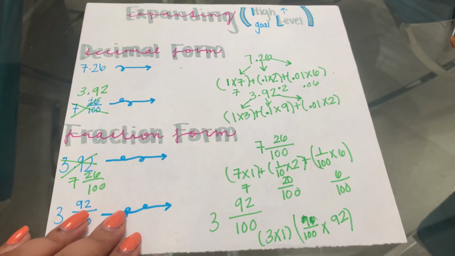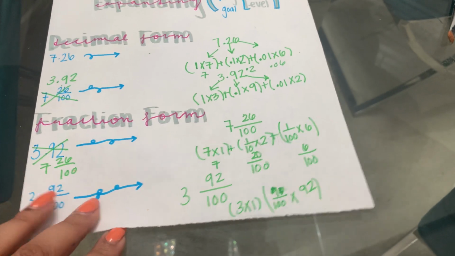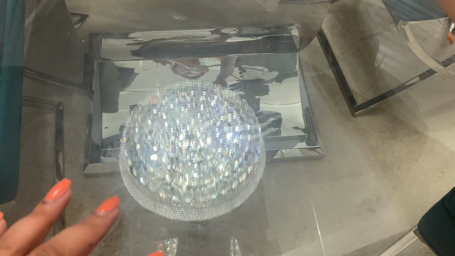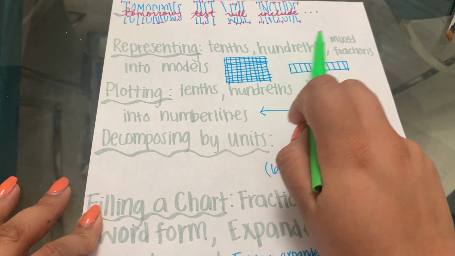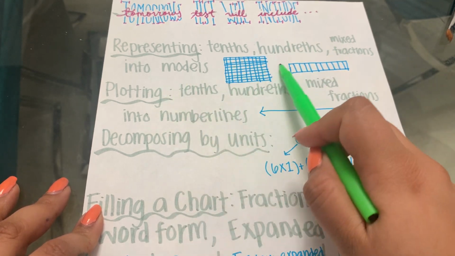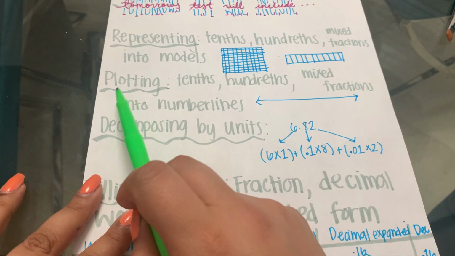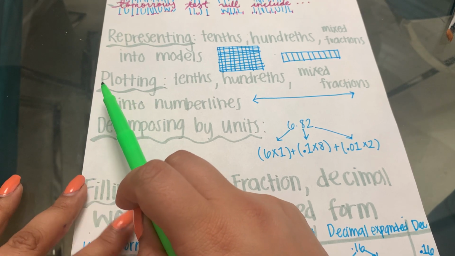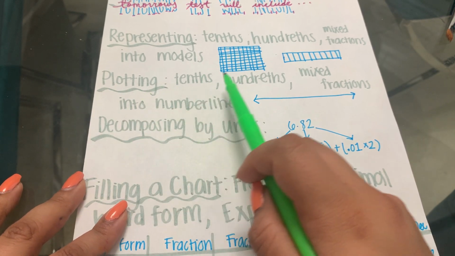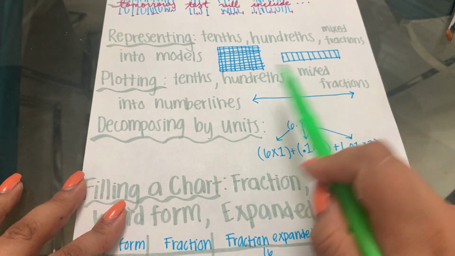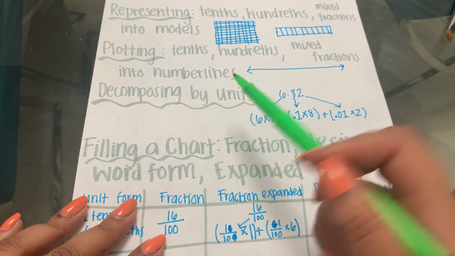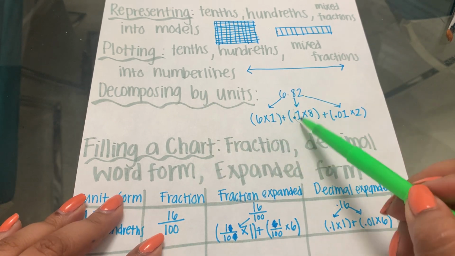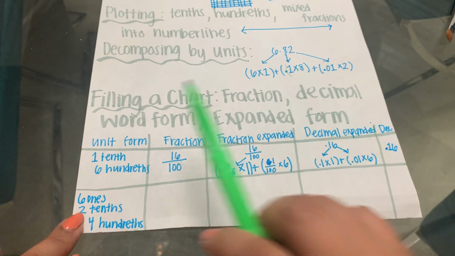Third egg is going to be Sven. Sven. Clearly, I am going with a Frozen theme here. So, in order to be prepared for tomorrow's test, you need to know how to represent tenths, hundredths, and mixed fractions into models if I give you a number. In order to be successful in tomorrow's test, you will need to know how to plot. So if I give you a tenth, a hundredth, or a mixed fraction, you should be able to plot it on a number line. You should be able to decompose by units or expand, such as what I just showed, and fill a chart.